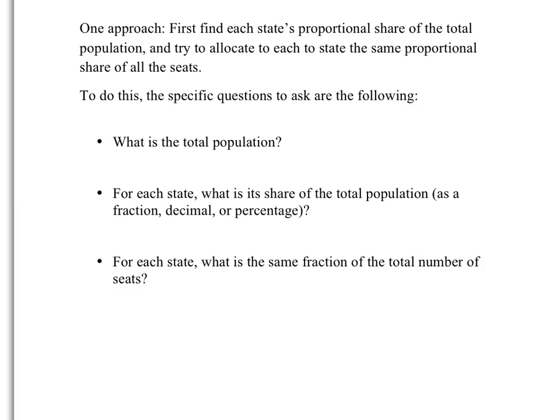So we're going to need to answer the following specific questions. What's the total population? Okay, we just did that for our example. For each state, what is its share of the total population? In other words, what is its fraction of the total population? We might express it as a fraction, or it's more useful to express it as a decimal, or perhaps as a percentage. These are all mathematically equivalent. And then once you know what fraction or percentage of the total population each state has, then we want to go and compute for each state what's that same fraction or percentage of the total number of seats.